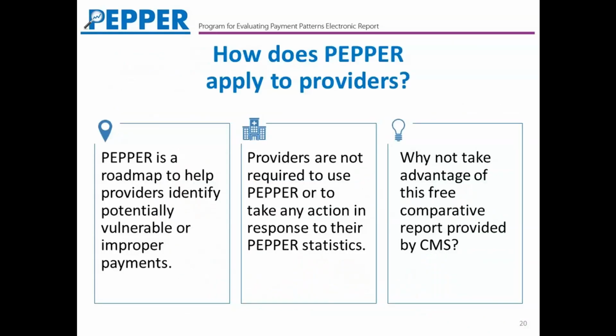Great. Well, how does PEPPER apply to providers? Well, the PEPPER can help a facility to identify areas where they may be outliers, and whether that outlier status is something that should prompt an internal review within each of the target areas.